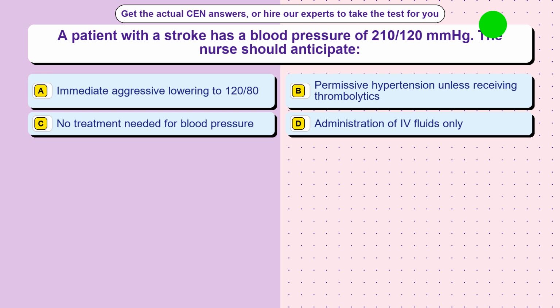Question 23. A patient with a stroke has a blood pressure of 210/120 mmHg. The nurse should anticipate: Option A, immediate aggressive lowering to 120/80. Option B, permissive hypertension unless receiving thrombolytics. Option C, no treatment needed for blood pressure. Option D, administration of IV fluids only.